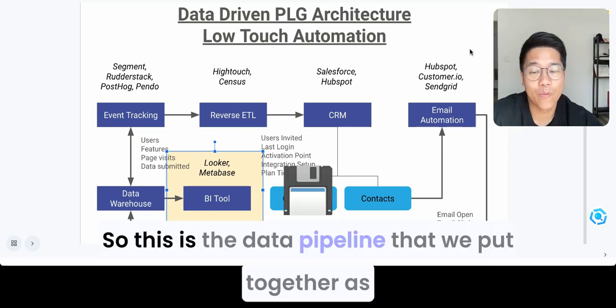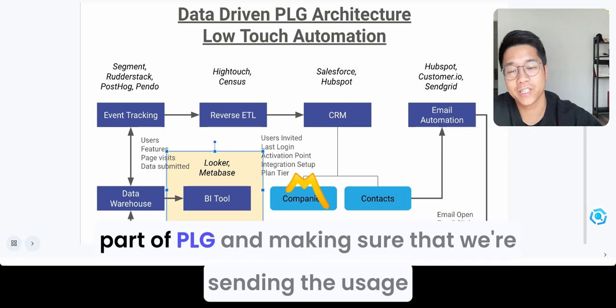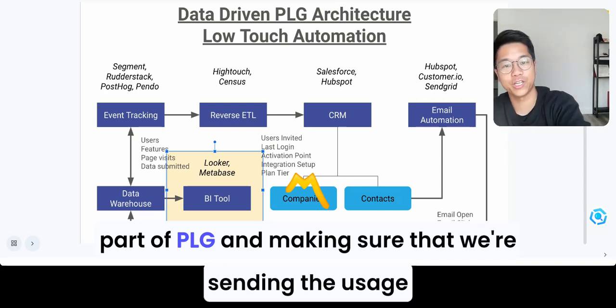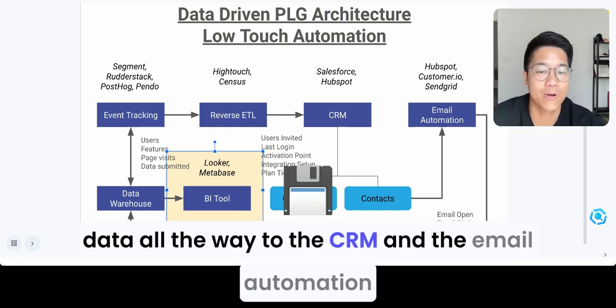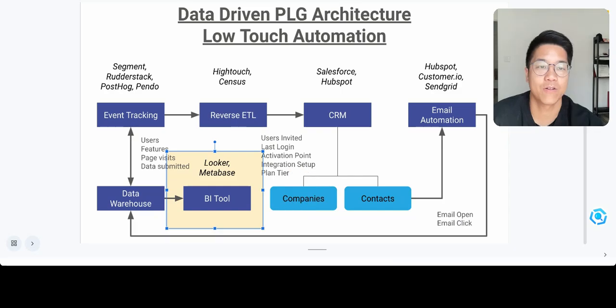So this is the data pipeline that we put together as part of PLG, making sure that we're sending the usage data all the way to the CRM and the email automation so that we can enable low touch automation at scale.